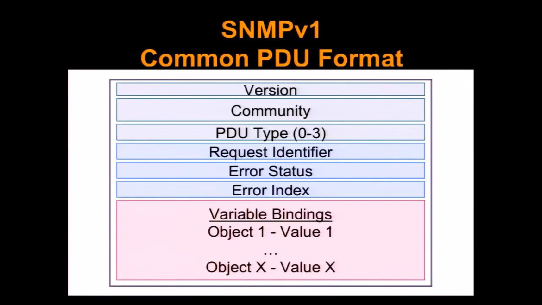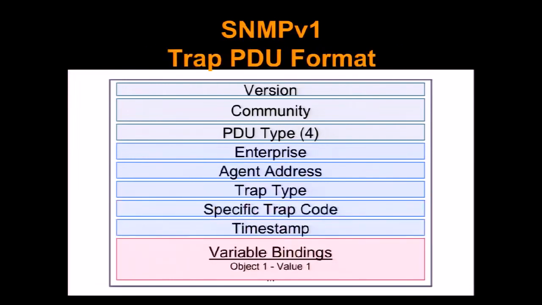The value in the center is the get set header, and the values at the bottom in magenta, those are the variable bindings list. This is the list of the one or more variables. So you have an object identifier followed by the value of that. And the other message that I mentioned before was a trap. This, again, shares a similar structure with the exception of the center value there. It represents the trap header.